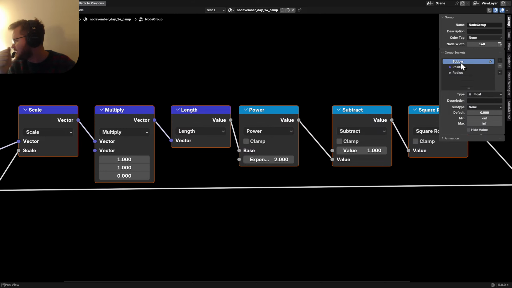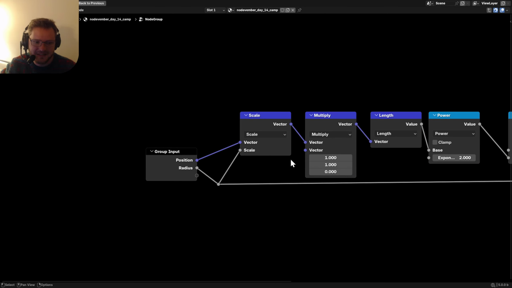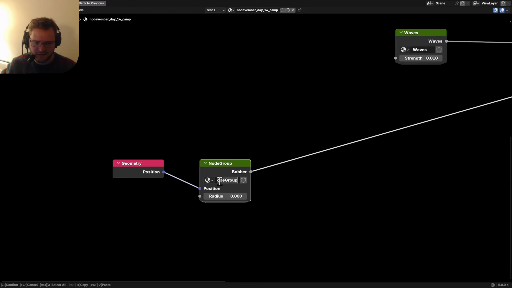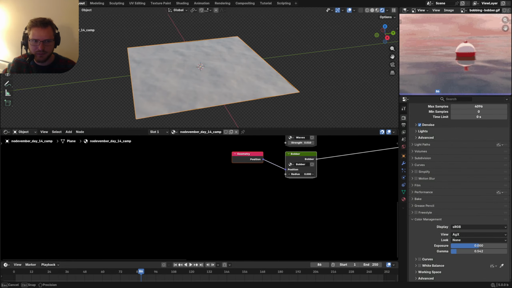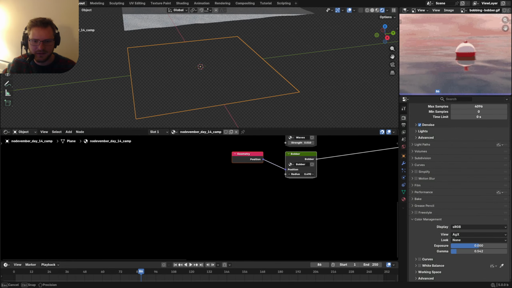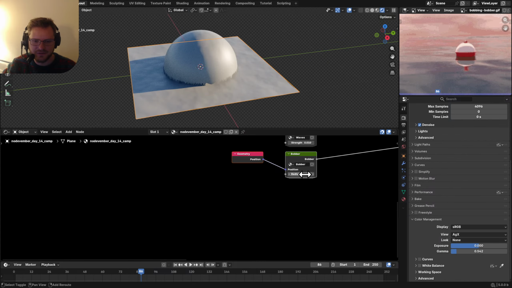Is there a way to cancel the movement for that specific little circle area? That's exactly the question. So yes, well, I don't know the answer, but that is the question. And we'll think about it. Okay, so now we have this nice little bobber that, oh, it's kind of like an inverse radius, isn't it?